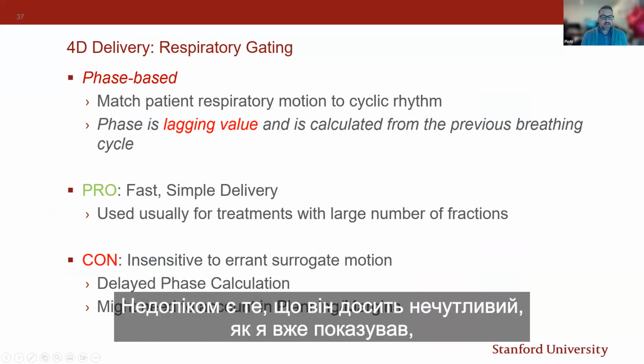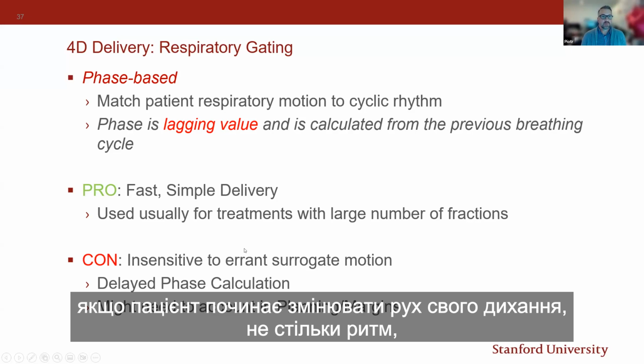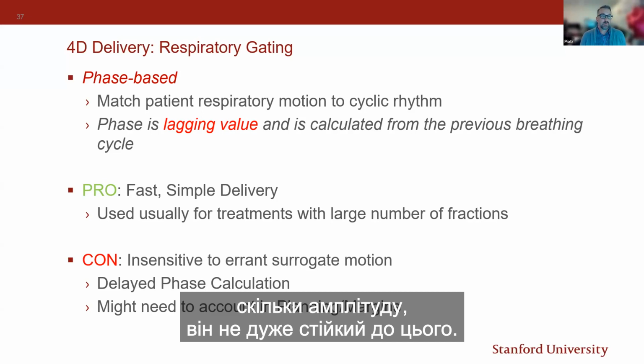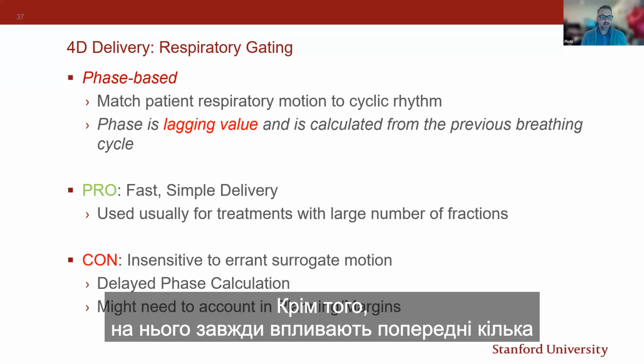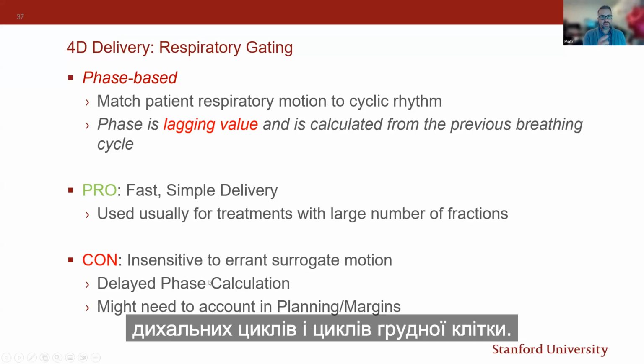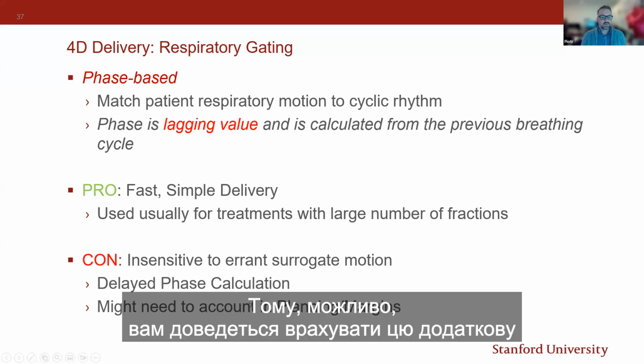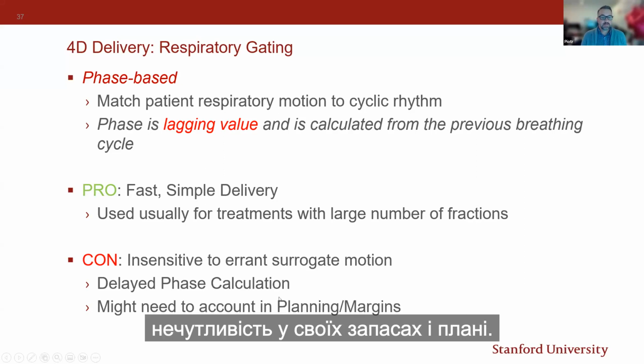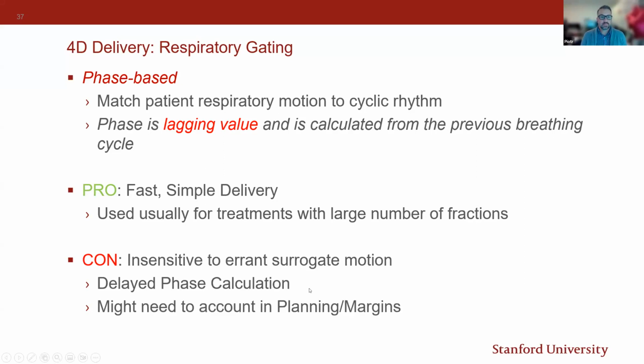The con is that it's pretty insensitive, like I showed you, if the patient starts to change the motion of their breathing, not so much their rhythm, but their amplitude. It's not robust to that. And also it is always influenced by the past couple of breathing cycles. So you might need to account for that additional insensitivity in your margins and in your plan.